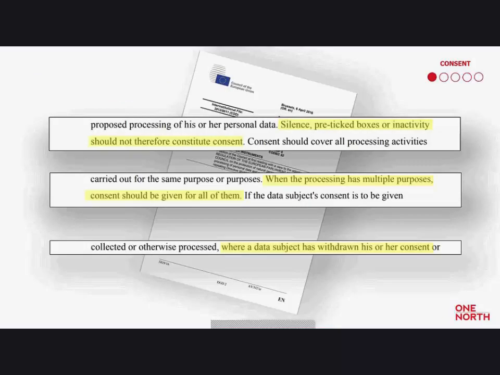A couple of other specific use cases are literally in the regulation about the way that you get this consent. In particular, a silent action or a pre-ticked checkbox on a form or any activity thereof is not consent. You need a physical action. And also, when you're processing for multiple purposes, the user's consent needs to be explicitly given for each one, and they need to be able to withdraw this consent.